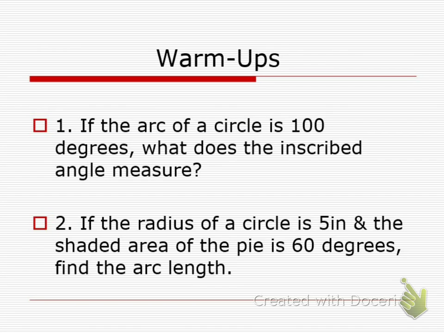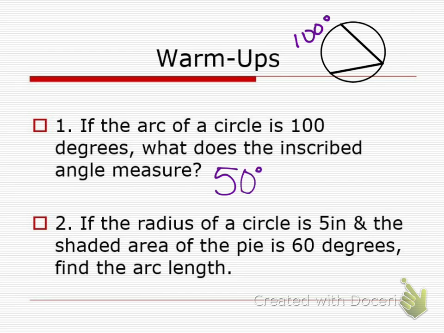Angel? It would be 50. So if we look at a diagram, you can always draw yourself a little picture if it helps. Inscribe an angle in here. Label that the arc was 100 degrees. The angle is how much of the arc? Half of the arc. So the angle would be 50 degrees.